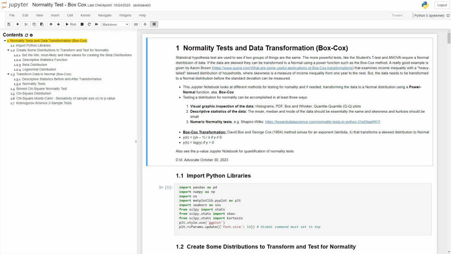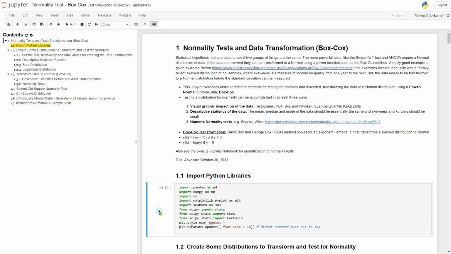David Box and George Cox developed a method in 1964 which uses an exponent lambda to transform the skewed distribution to normal. Here are the formulas that they proposed. So we'll implement this as well. There's also another video I've made on p-values, which is basically how you determine if a distribution is the same as the normal distribution. Now, let's take a look through the Jupyter Notebook.